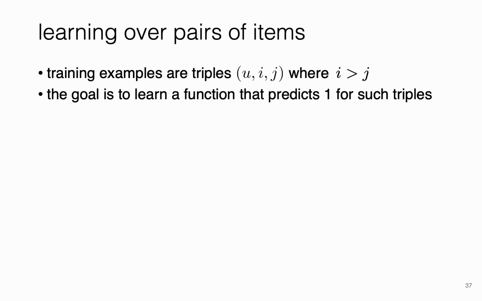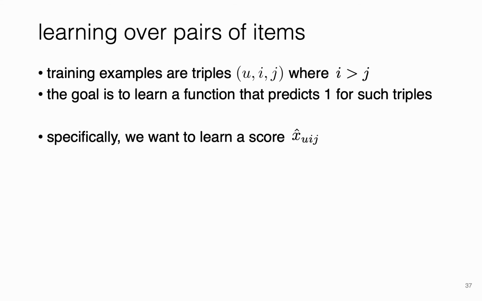So our assumption means that we only learn about preferences between an item that was rated and an item that was not rated. So our training examples are item pairs for each user, or equivalently, they are triples (u, i, j), where for user u, item i is preferred over j. And the training goal is to learn a function that will predict 1 for such triples and of course 0 for the other triples.